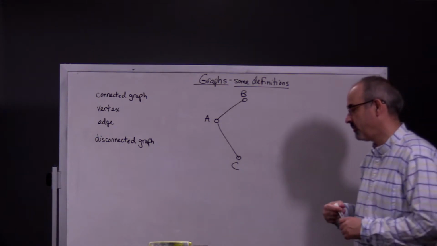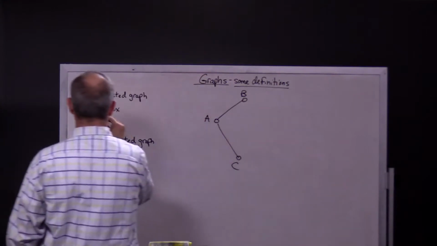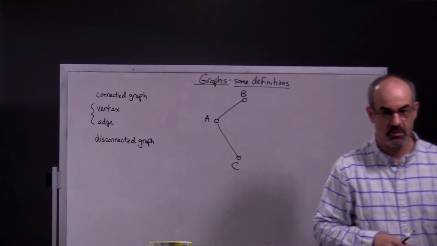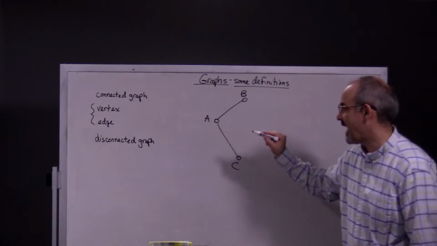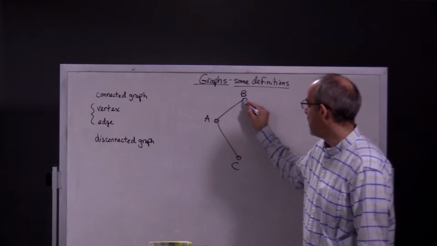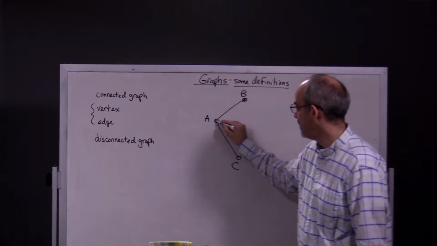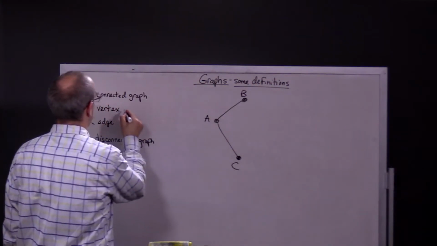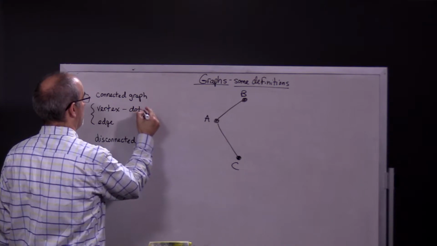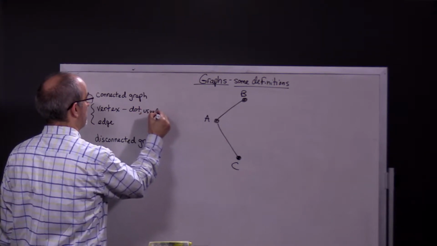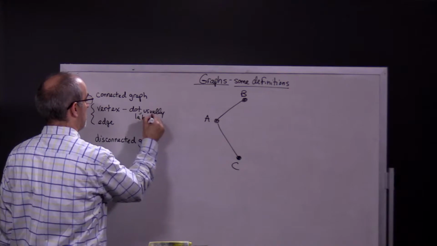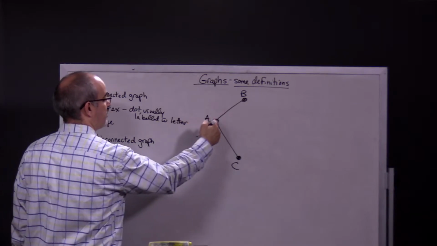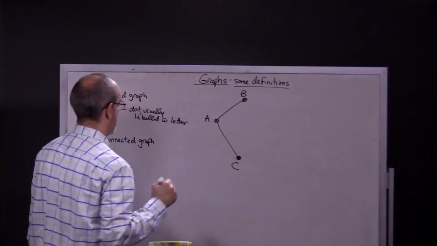First of all, let me go over these two. These are the two most basic definitions that you need to know: vertex and edge. Vertex is a dot. So these dots here are the vertices. Each one's a vertex. So in a graph, the vertex is the dot. It's usually labeled with a letter. So this is a vertex, that's a vertex, that's a vertex.